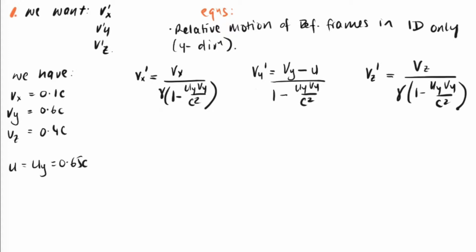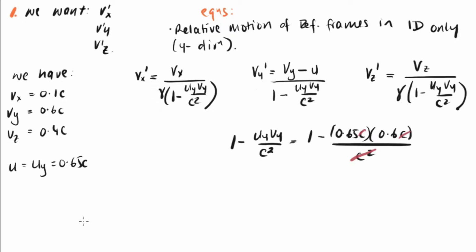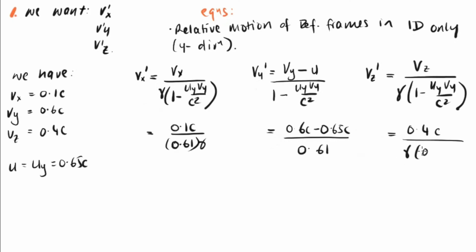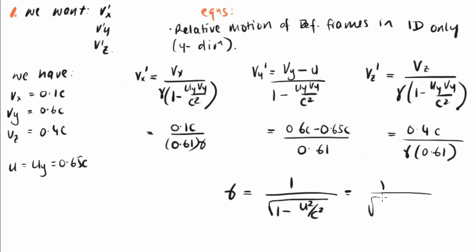Each of these three formulas has the same component in the denominator, which is 1 minus uy Vy on c squared. We'll solve that first, and by substituting in our values of uy equal to 0.65 c and Vy equal to 0.6 c, we get that that component is equal to 0.61. We also need to find our gamma. Gamma is equal to 1 divided by the square root of 1 minus u squared on c squared, where u is the relative velocity of the reference frames, in this case 0.65 c. Substituting that in, simplifying and solving, we find that gamma is equal to 1.32.